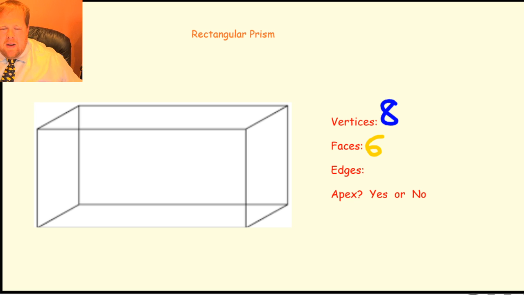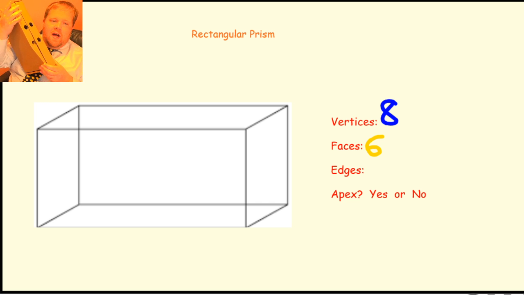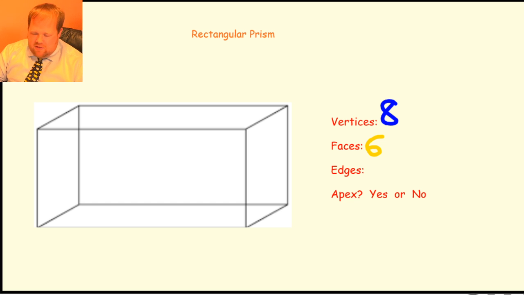8 vertices, and how many edges? 1 edge, 2 edges, 3, 4, 5, 6. What? It has 12. It has 12 edges, just like a cube? No way. We have to do that again.